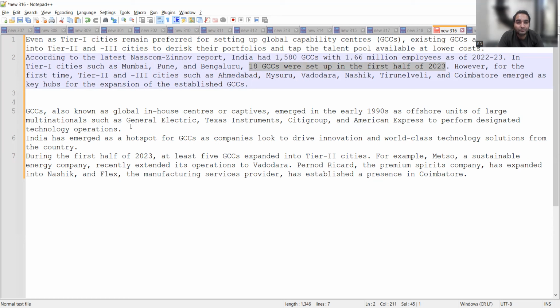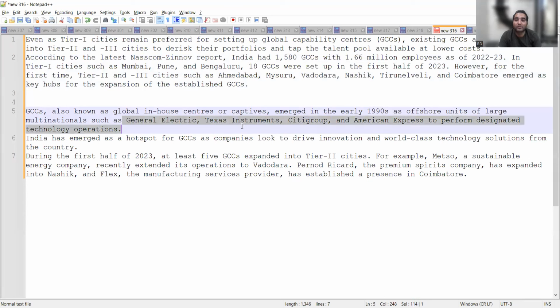And not only that, but multinational units such as General Electric, Texas Instruments, Citigroup, American Express, right? They have now also started their centers, and India has emerged as a hotspot for GCCs as companies are looking forward to driving the business from here. So definitely it is going to boost a lot of job opportunities. And as I mentioned to you, if you are good in cybersecurity, if you are good in machine learning, then definitely you can tap into these technologies and you can get jobs as well, right?